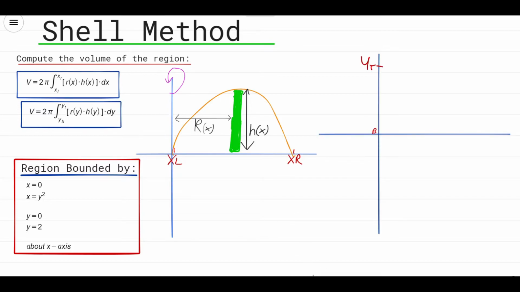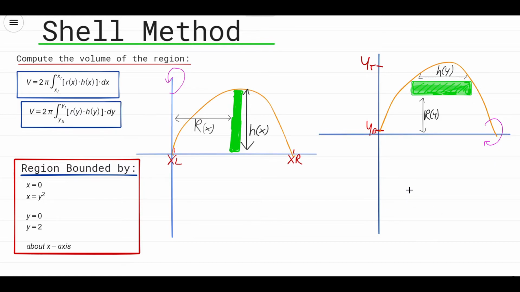We can do this with respect to y as well. So we see that it's the same concept. The distance between the disk and the axis of revolution is r of y, and the length of the disk is h of y, the height. I want you to familiarize yourself with this: the radius is perpendicular to the axis of revolution, and the height is parallel with the axis of revolution.